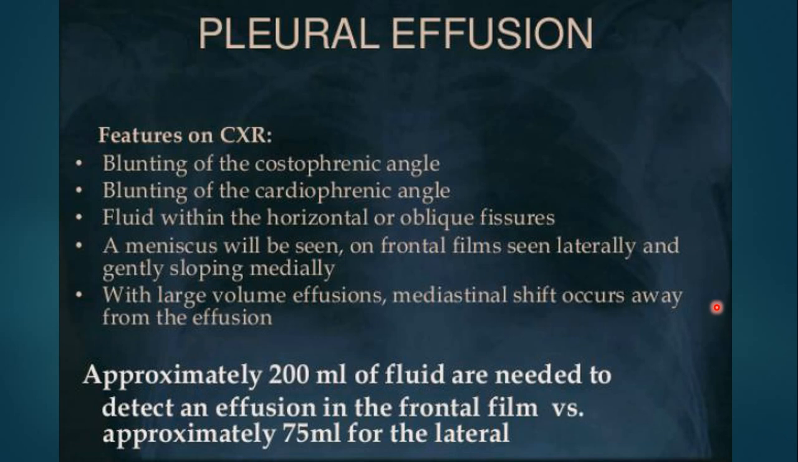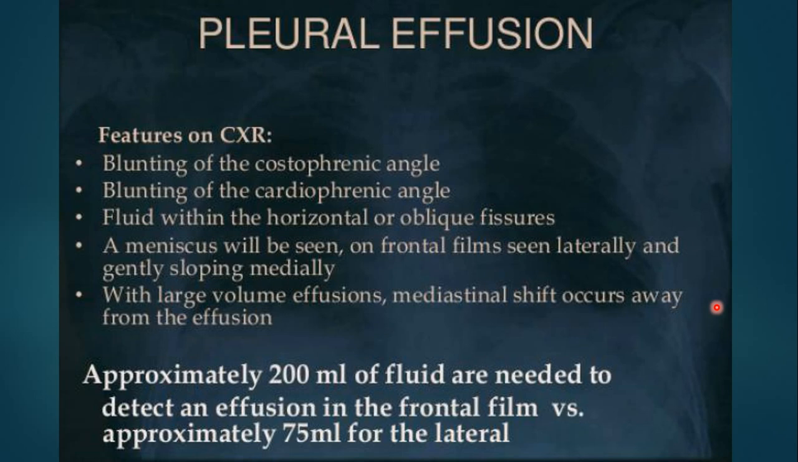First of all, blunting of the costophrenic angle. The costophrenic angle on the involved side is missing. This is probably the earliest sign of pleural effusion. And also the cardiophrenic angle is blunted, and fluid, because we said the pleural effusion will silhouette the diaphragm and the heart and the cardiac silhouette. Okay? Also, fluid within the horizontal or oblique fissures is commonly seen. A meniscus will be seen, as we said previously, the meniscus sign that will confirm this is a pleural effusion.